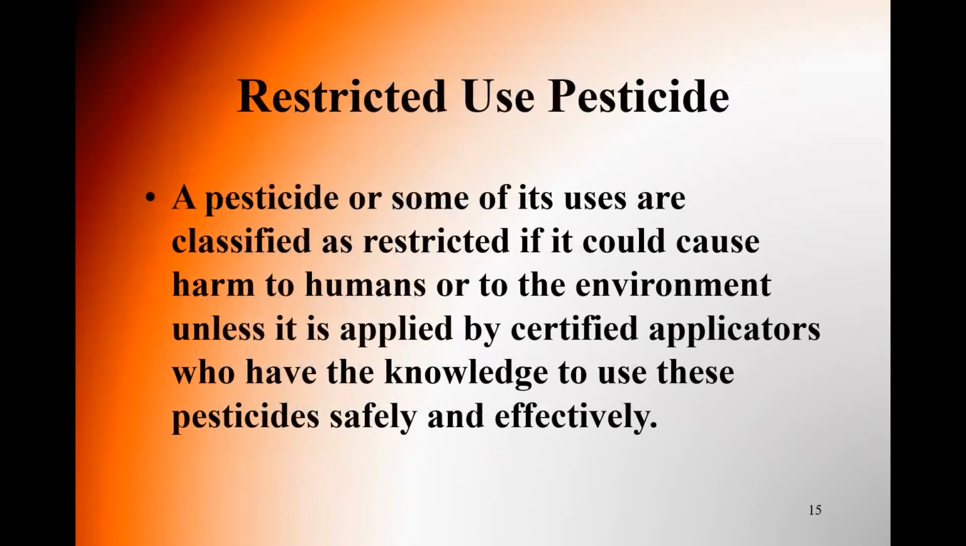So restricted use pesticides are a pesticide, or some of its uses are classified as restricted if it could cause harm to humans or to the environment, unless it's applied by a certified applicator, which has the knowledge to use these pesticides safely and effectively. This just shows that you, as an applicator, have gone a step above the average applicator, and you have educated yourself to do better, to read the label, to be a little more trustworthy with these chemicals, to know that they're going to be applied in a way that they're not going to put the environment in danger.